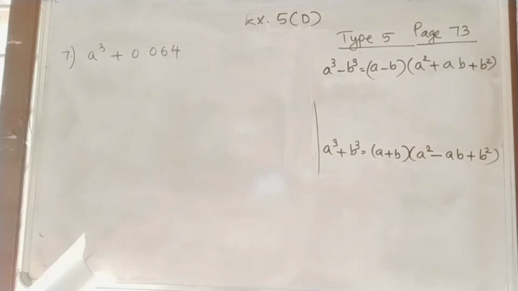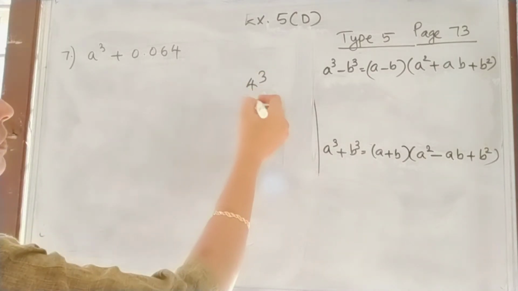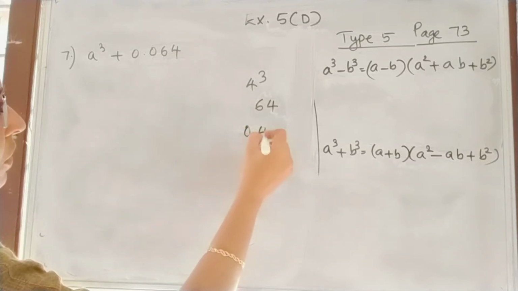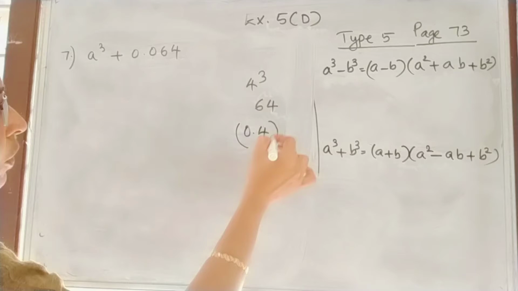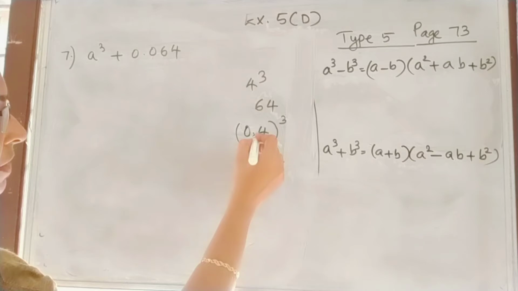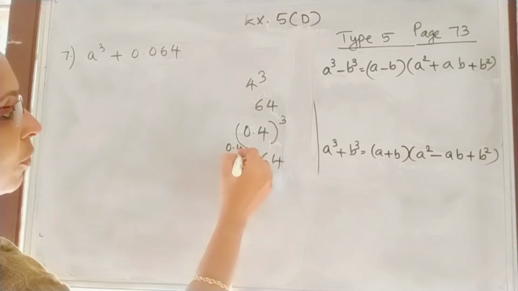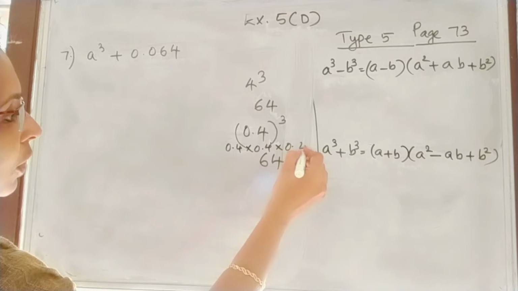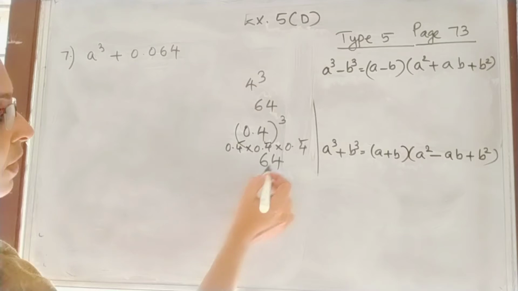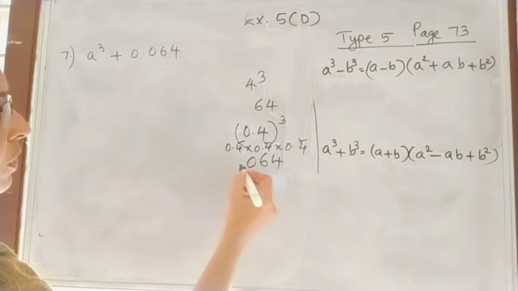Seventh question. A cube plus 0.064. So look at that 64. 64 is 4 cube. You know? 4 cube is 64. So we need 3 places. If we write 0.4 cube, we will get what? 64. That means 0.4 cube is 0.4 into 0.4 into 0.4. So 4 into 4, 16, 16 into 4, 64. We have to remove 3 places. So only 2 places here, we have to add one more 0.